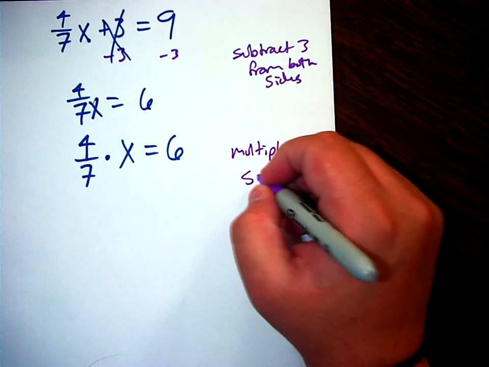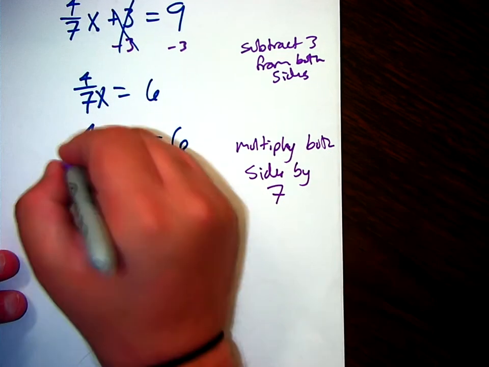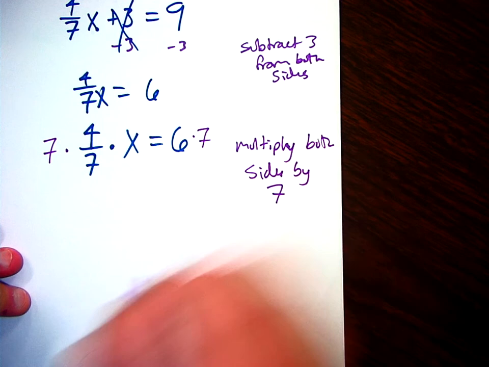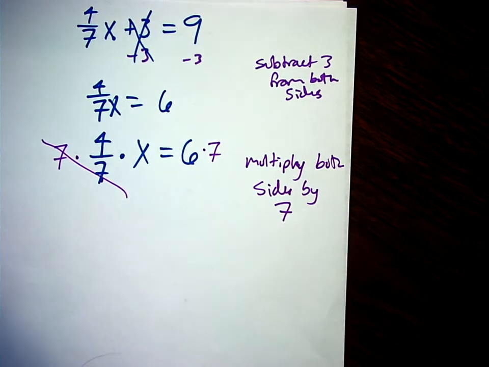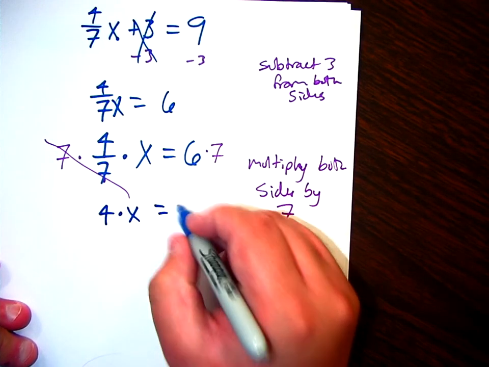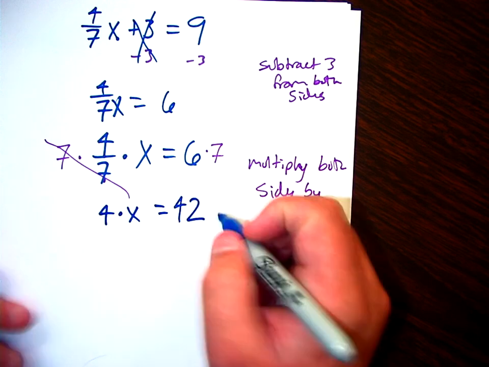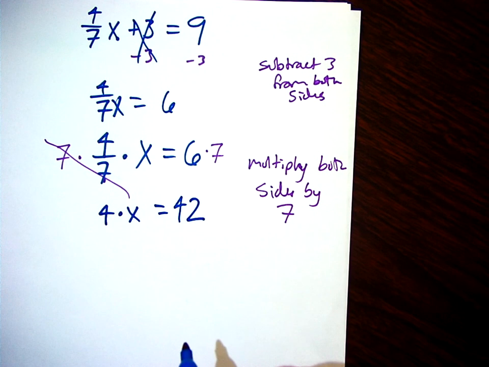both sides by 7. Multiply both sides by 7. And what happens is, when we do that, this 7 and this 7 will cancel. And what you're left with is 4 times x equals 42. So now it looks like something we're used to handling.